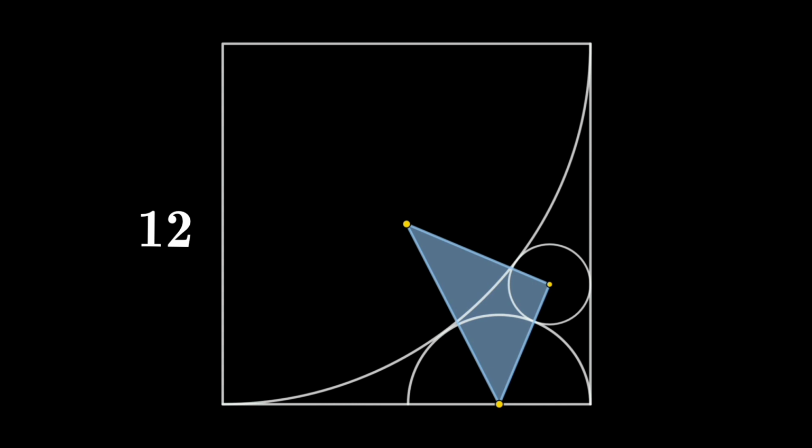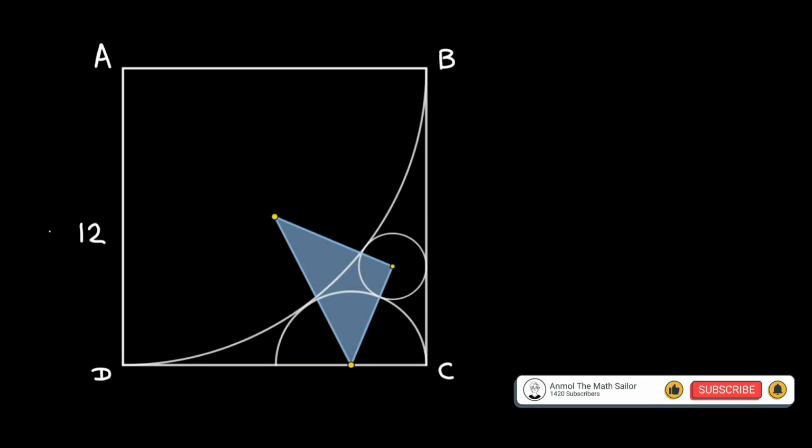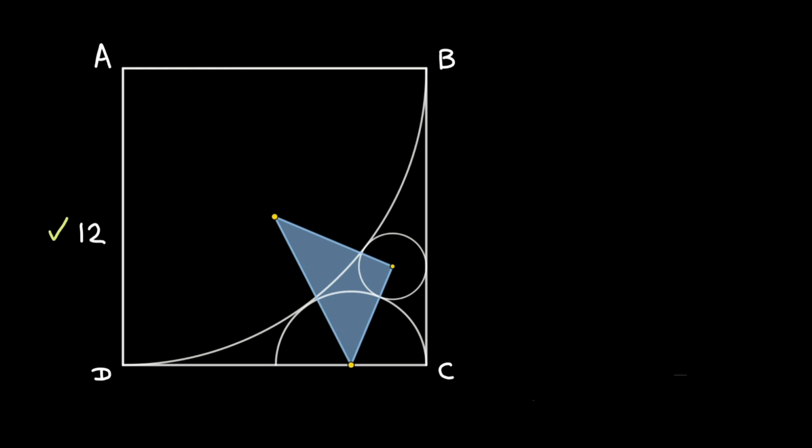How can we solve this problem? Now let us start with the solution. So the first thing we can notice over here is that we have the value for the side of the square, and using this we have to find the area of the blue triangle.